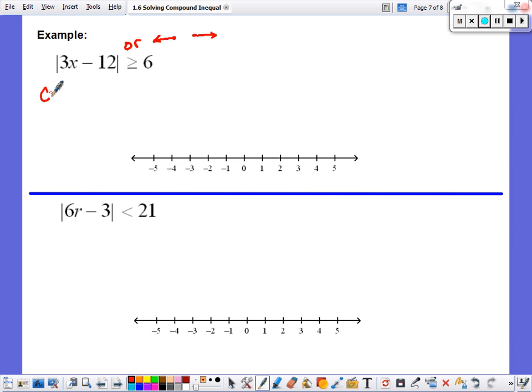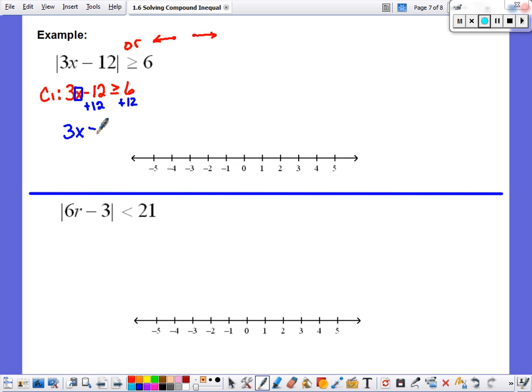Case 1, this is how I want you to set up your work here. Case 1, drop the absolute value. So simply get rid of the absolute value and solve the inequality. So I'm going to go ahead and add 12 to both sides. I've got to get the x by itself. That's what I'm trying to do, is get x by itself.